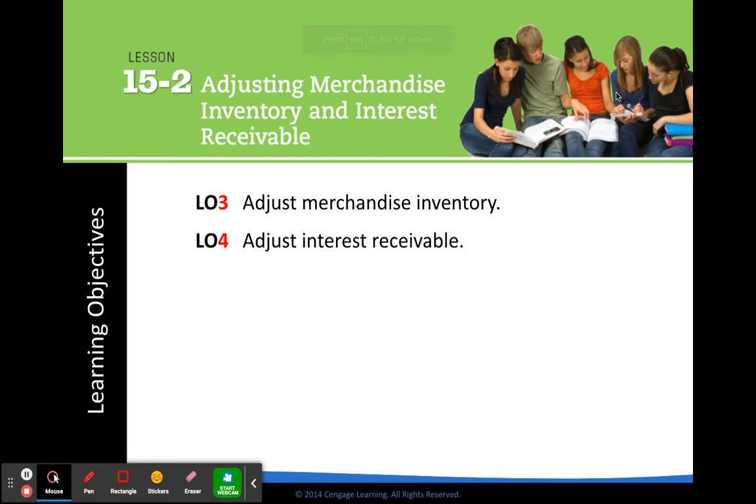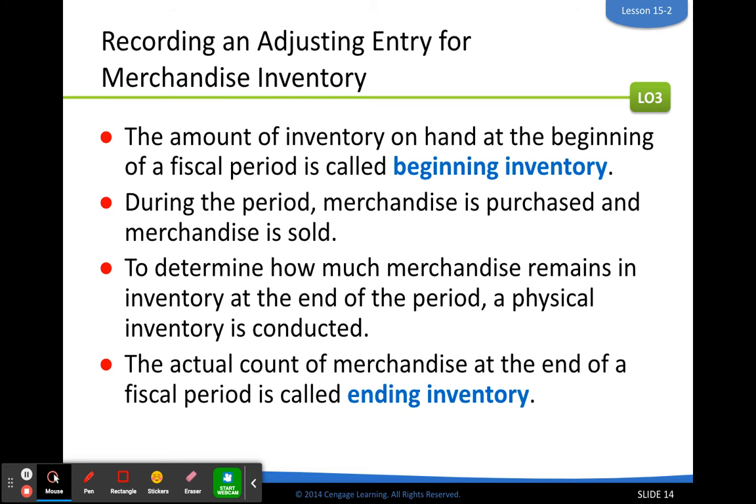In section 15-2, we need to do two more adjusting entries, adjusting merchandise inventory and adjusting interest receivable. So for merchandise inventory, we need to first determine what was the beginning inventory at the beginning of the fiscal period, and then the ending inventory. So in between there, we could have purchased more. We obviously could have sold inventory. So sometimes we're going to end with more than we started with, and sometimes we're going to end with less than we started with. So this transaction could look different depending on the beginning and ending inventory.